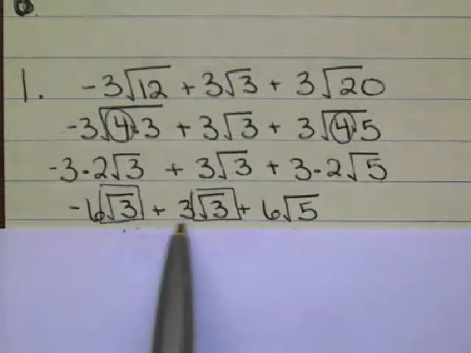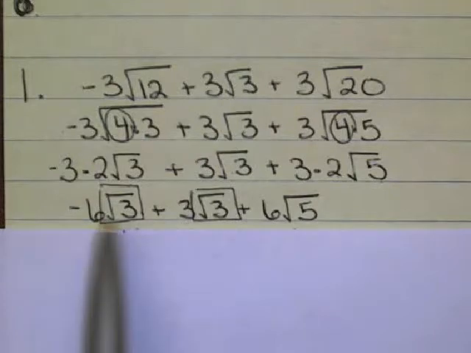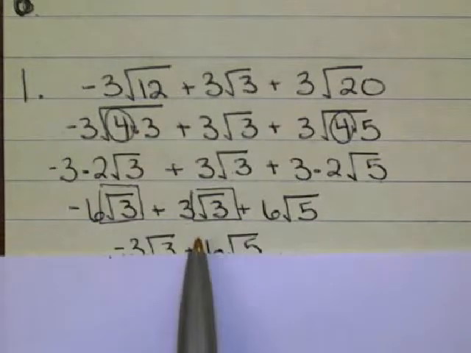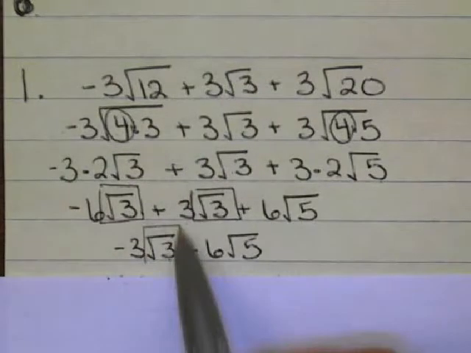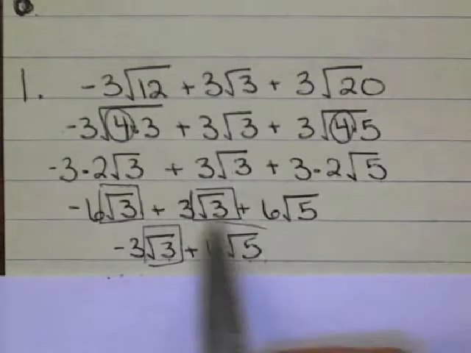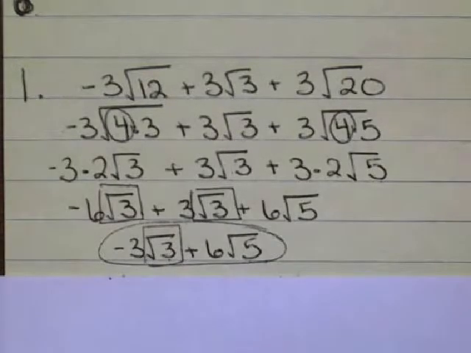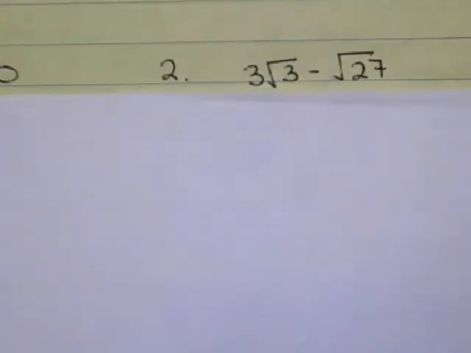When I combine them, I'm just going to add the coefficients, just like when you combine x's or y's or z's. So negative 6 plus 3 is negative 3, radical 3 again, plus 6 radical 5, because this cannot combine with anything. So this right here is my final answer. Let's do another one. Number 2 here, simple enough.